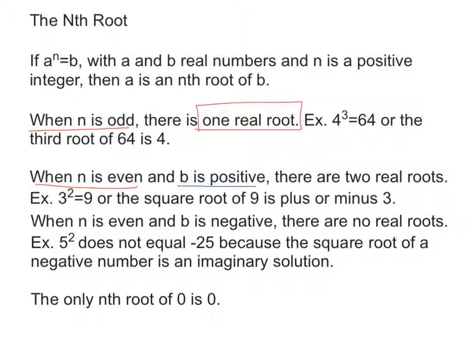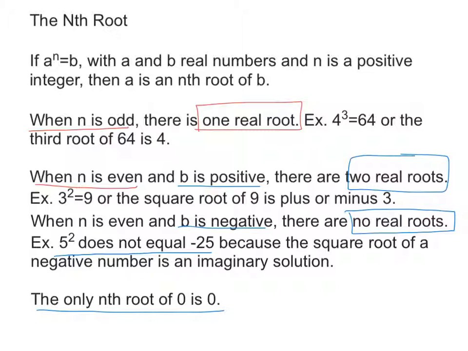Either b is going to be positive, meaning your answer is positive, or your answer is negative. When your answer is positive, that means you have two real roots. But when it's negative, there are no real roots. And we should know that because, for example, 5 squared does not equal negative 25. In fact, any base raised to an even power cannot equal a negative number. Okay. And then the last statement says that the only nth root of 0 is 0. So 0 to any power or any root of 0 is always going to be 0.